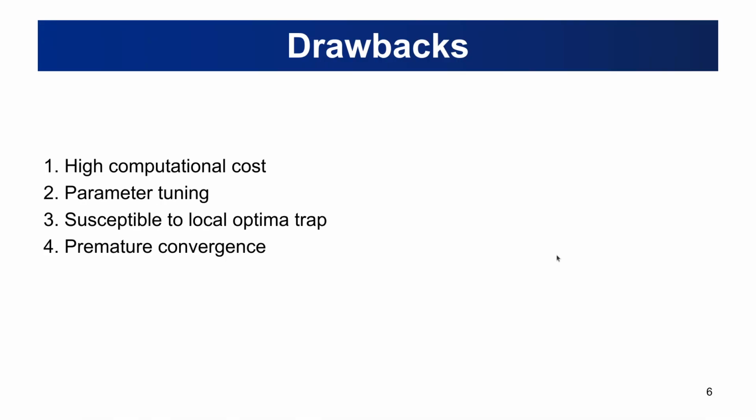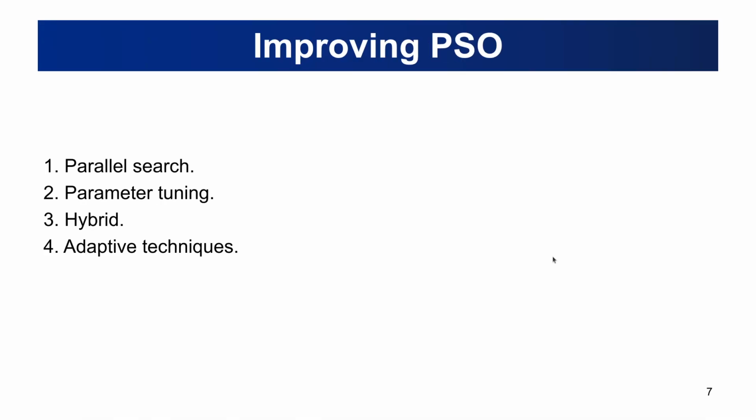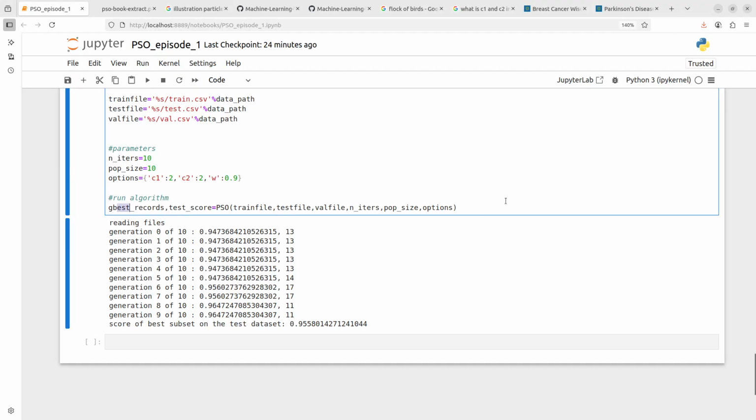What I showed is the classical PSO algorithm. For improvements, you could use search and parameter tuning. There are also those who combine PSO with other algorithms, so we get hybrids, and there are those who use adaptive techniques. These are things you can use to improve the particle swarm optimization algorithm. For those who need some of these improvements, you can always check with me and we can see what to do about it. Okay, so this is for particle swarm optimization algorithm.